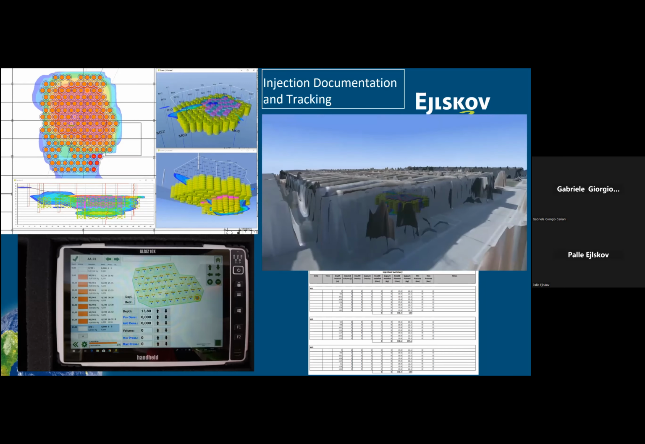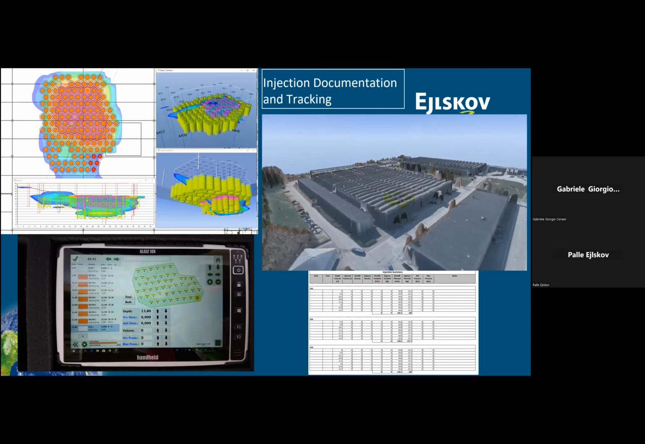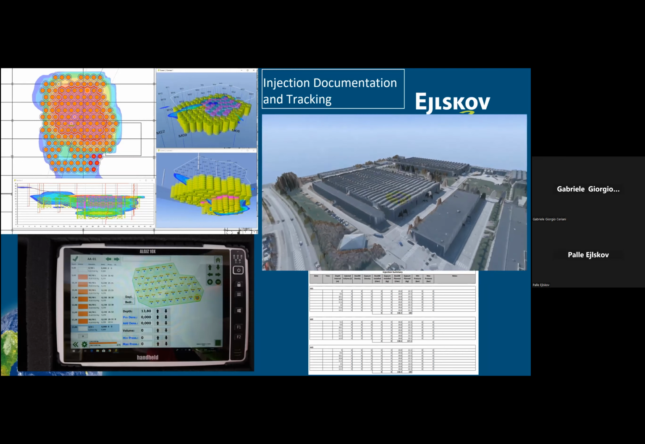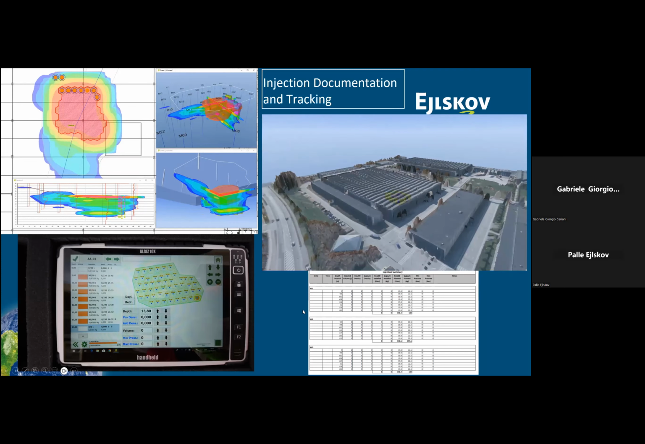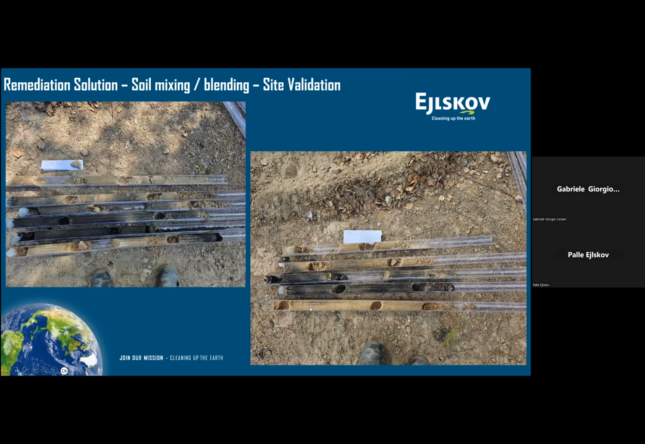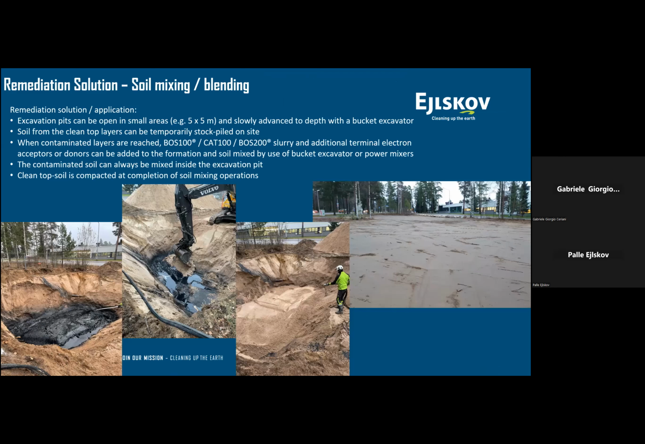model that shows clients and authorities this is where we have injected, this is where we did not inject because of infrastructure or something that was in the way, and how it compares to the initial plan that we had in mind. And most importantly, we can also do soil mixing as well, which is not something to cross off completely, still a very useful way of applying the product.